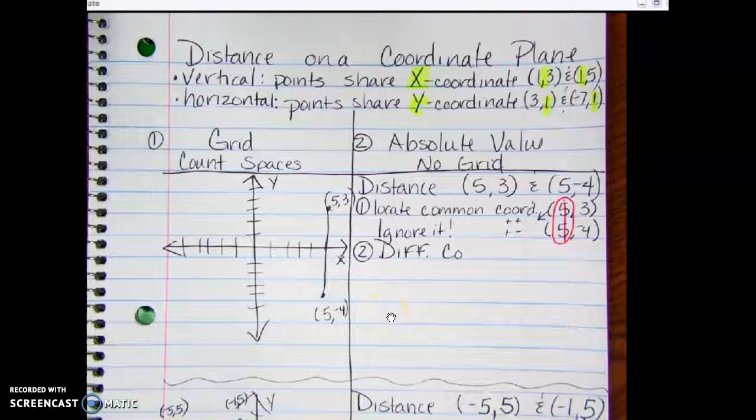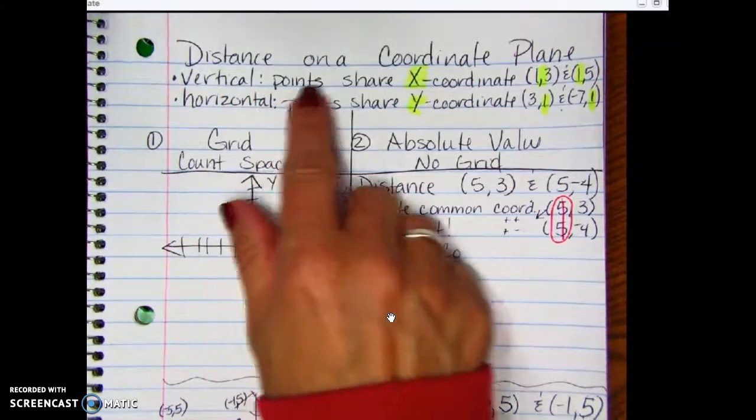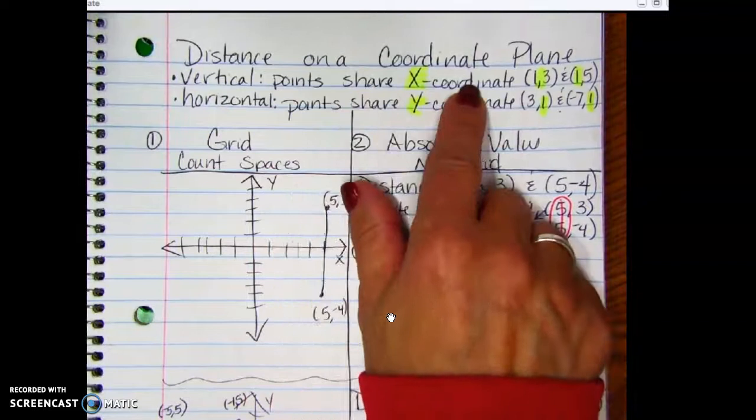So today we worked on distance on a coordinate plane. We are working with two lines, vertical and horizontal. There are other lines, but for 6th grade math, we only work with those two. So the first thing you need to know is about a vertical line. A vertical line, the points shared are the x coordinate.